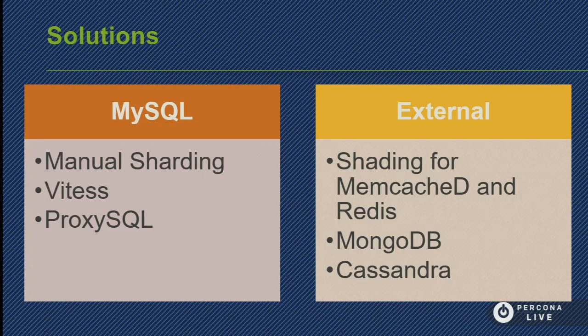Now, in this case, we again have some solutions. We have manual sharding solutions like Vitess or ProxySQL, which can support sharding, as well as many external solutions. If you're building on, for example, Redis or Memcache, there are sharding solutions for that. People also often use solutions like MongoDB or Cassandra, because they make sharding less painful. We also see companies like Clustrix, for example.